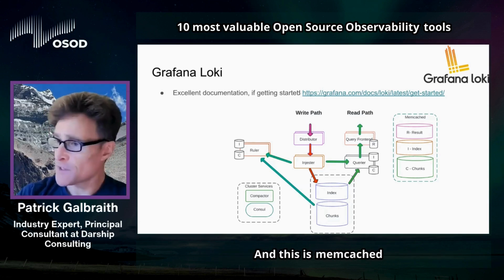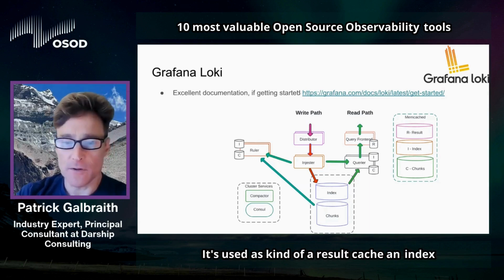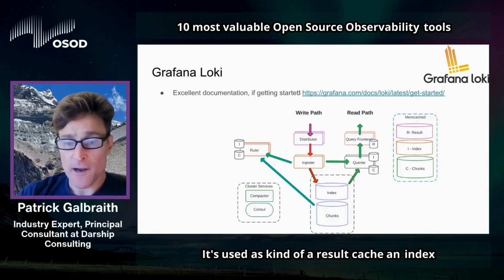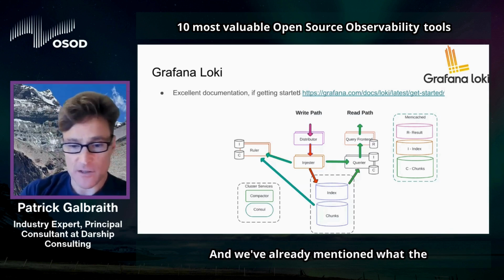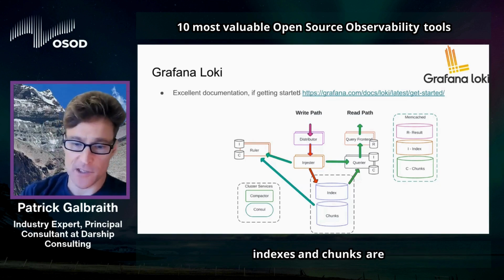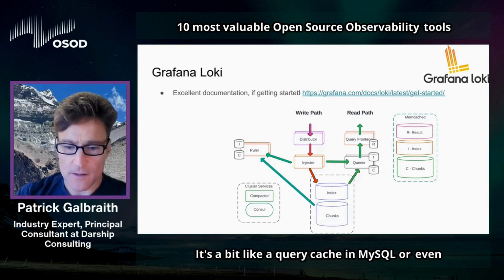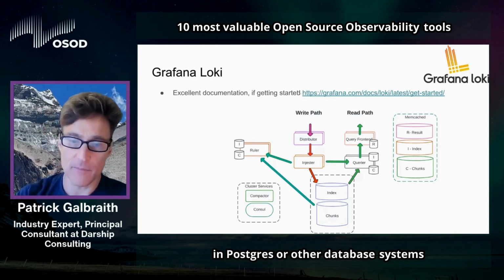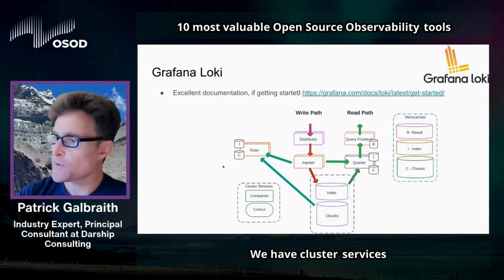Cache layers, and this is memcached. It's used as kind of a result cache, and an index cache, and a chunk cache. And we've already mentioned what the indexes and chunks are. It's a bit like a query cache in MySQL or even in Postgres or other database systems.